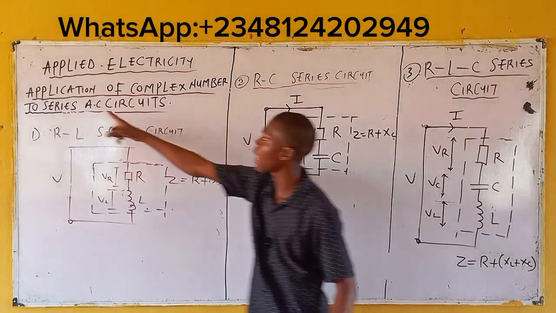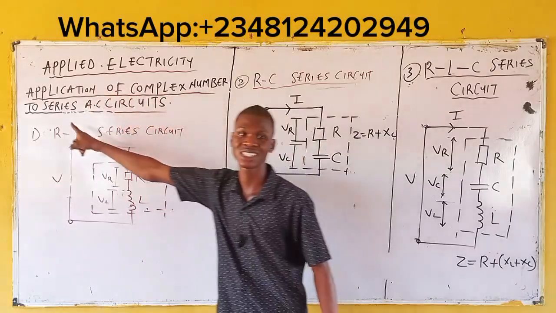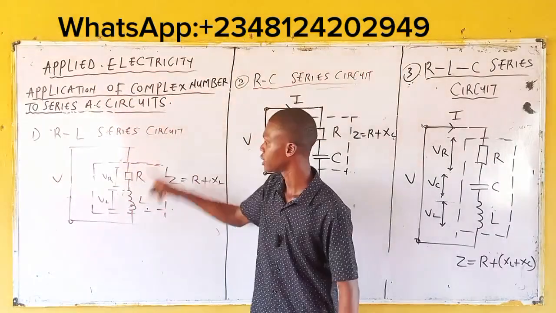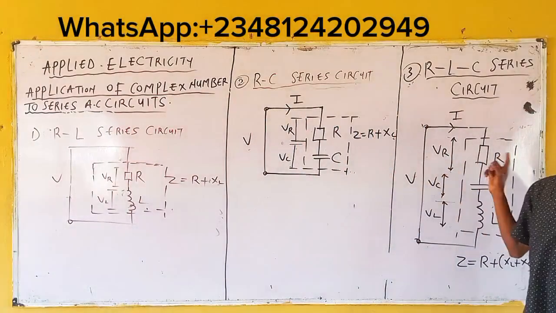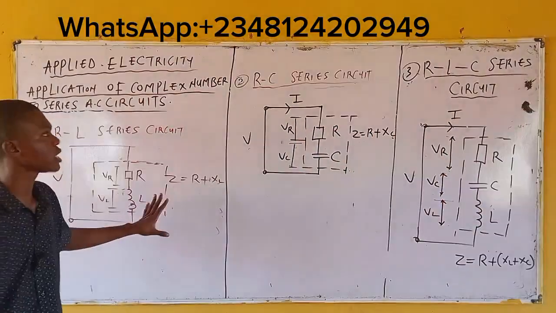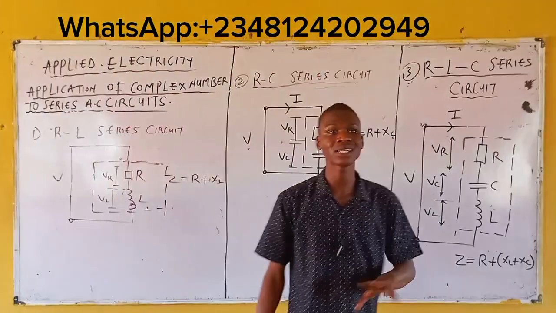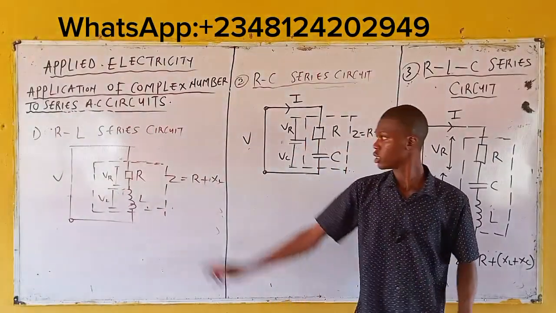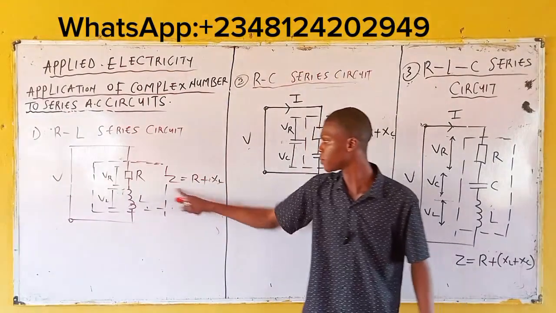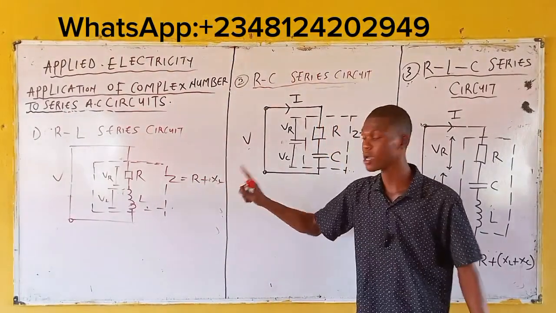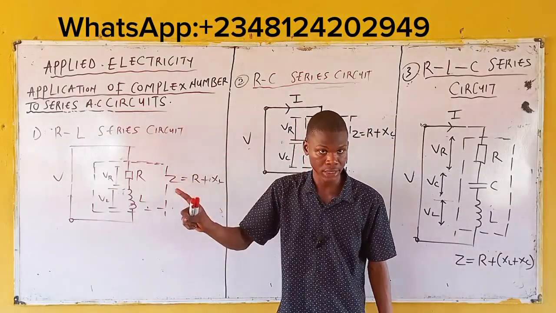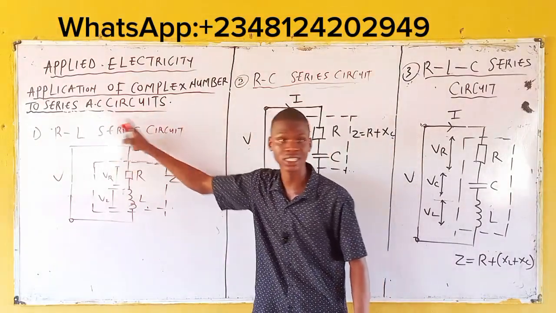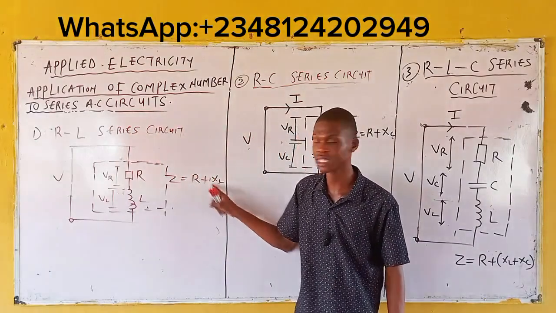Back to the subtopic, application of complex number to series AC circuit. These are the AC circuits, but they are in series. The same way we have for series, we also have for parallel. Let's say we are in a normal AC series circuit class, and complex number is not attached. This is my diagram. This is the formula for my impedance, right?